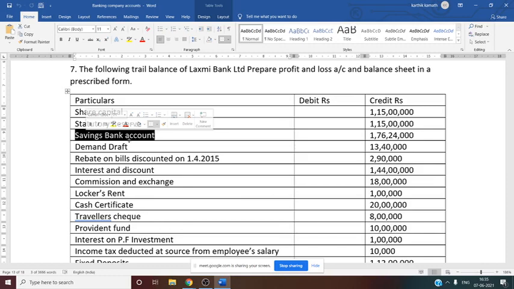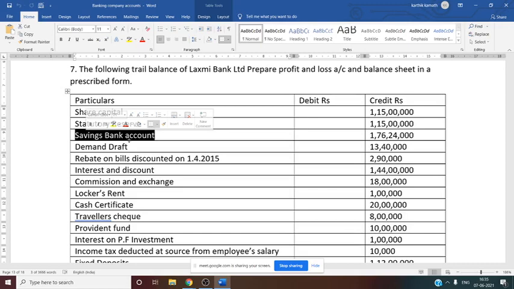Then interest and discount credit side balance. Interest and discount credit side balance is given 1 crore 44 lakh. So this is nothing but schedule number 13. So under P&L account, under first part income, there is one schedule number 13, interest earned by the bank. So there you can write this information, interest earned, interest and discount credit balance. Commission and exchange, that is 18 lakh rupees. So this is nothing but other income. See this, this is other income, schedule number 14. Locker rent, so again you can consider this as other income.